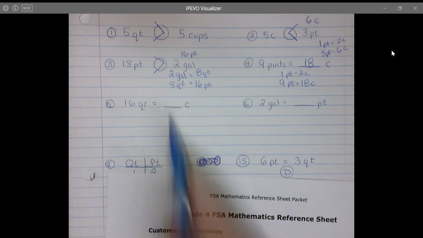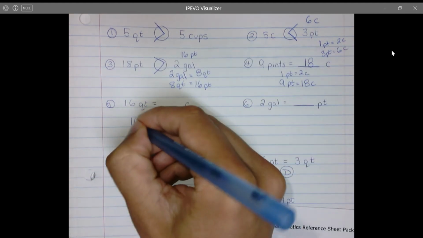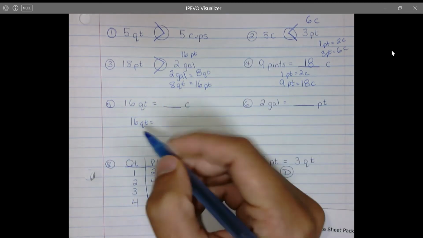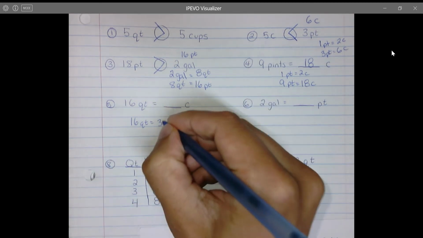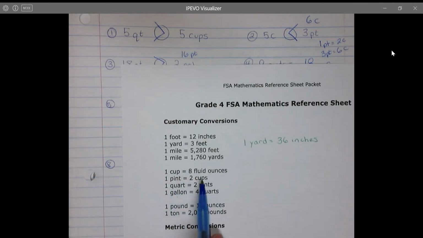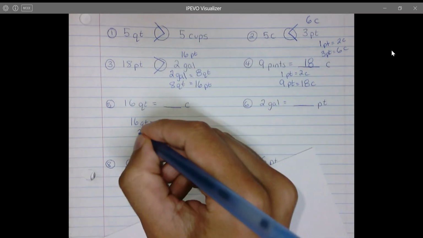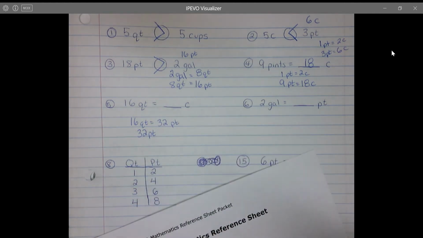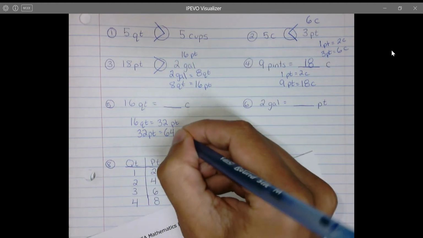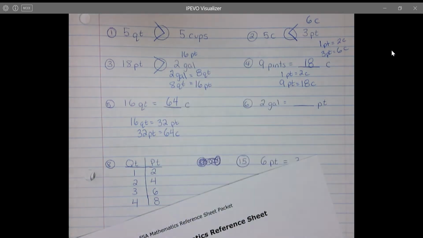16 quarts is how many cups? Well, I'm going to have to change quarts into pints first. There's 2 pints for every quart, so for 16 quarts, that would be 2 multiplied by 16, which would be 32 pints. And now I can change my pints into cups. For every 1 pint, I have 2 cups. Since I have 32 pints, that would be 32 multiplied by 2, or I could do 32 plus 32, and that would give me 64 cups. So 16 quarts is the same thing as 64 cups.